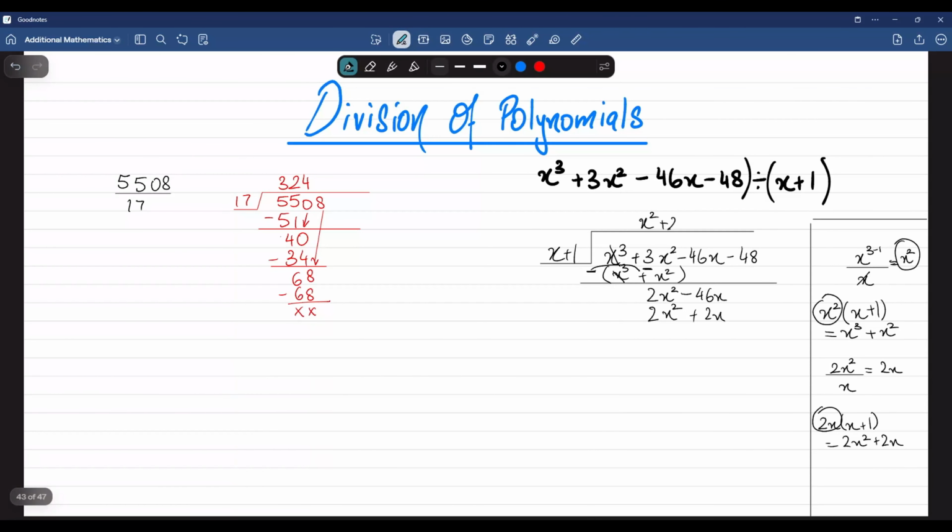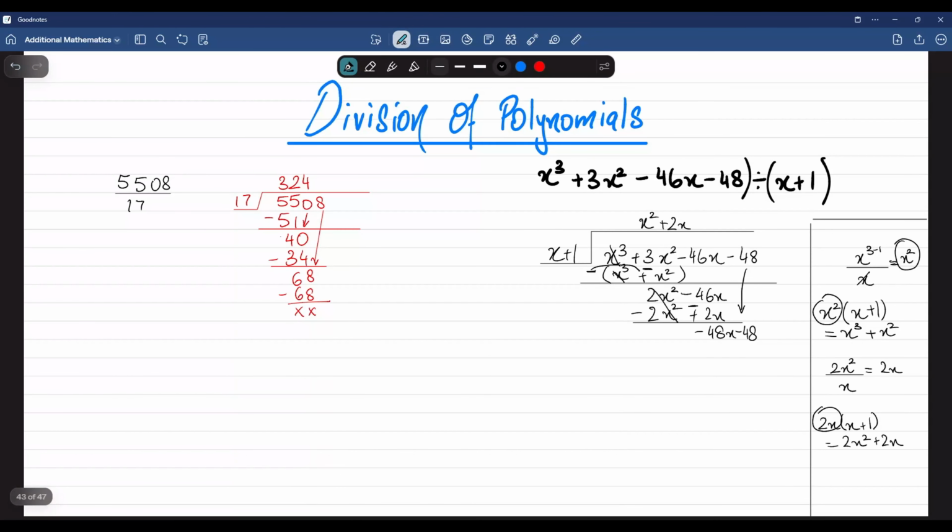Now again, we have to subtract this, and negative multiplied by negative, positive gives us negative. This cancels out. Negative 46x minus 2x gives us negative 48x. Now that we have negative 48x, we bring down this negative 48 here, and it comes out as follows.